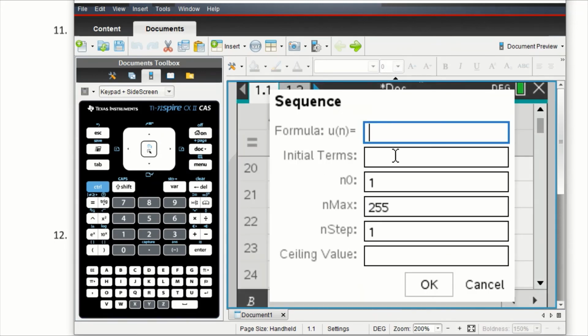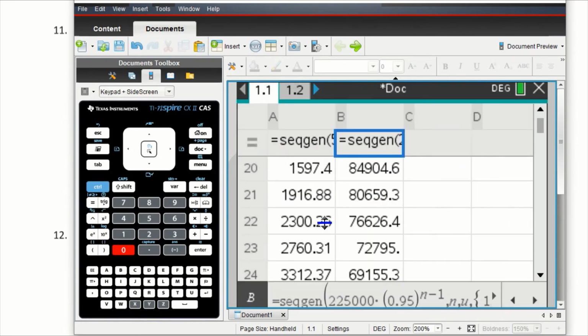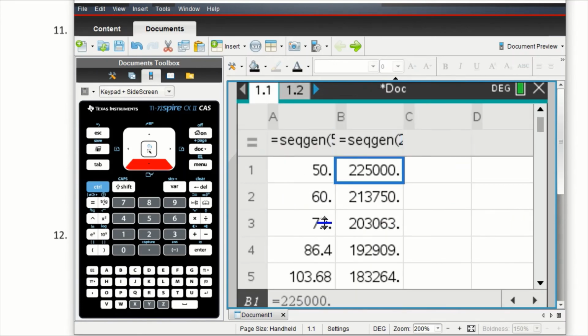Same thing, generate the sequence. Okay, so key in 225,000 and then 0.95 to the power of n minus 1. Initial term is 225,000. Same thing, if you don't want to change anything, just press okay. Then you will see the sequence generated here.